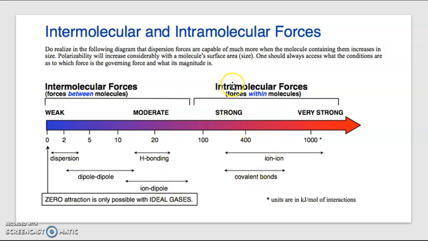If we analyze the intramolecular forces, meaning forces inside or within the molecule, we can say that they can be from strong to very strong when we have ion-ion interaction. That's what happens in ionic bonds. And from strong to very strong, but not as strong as in the ionic compounds, are the covalent bonds.